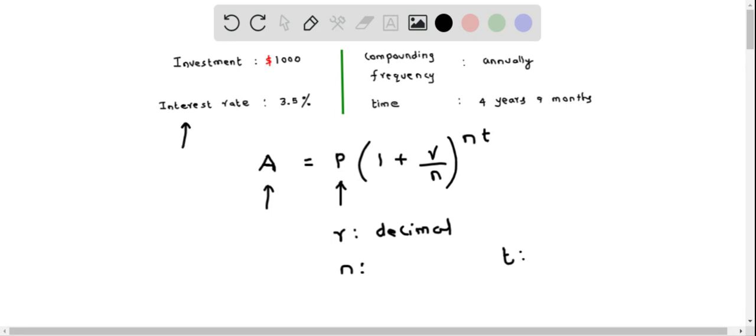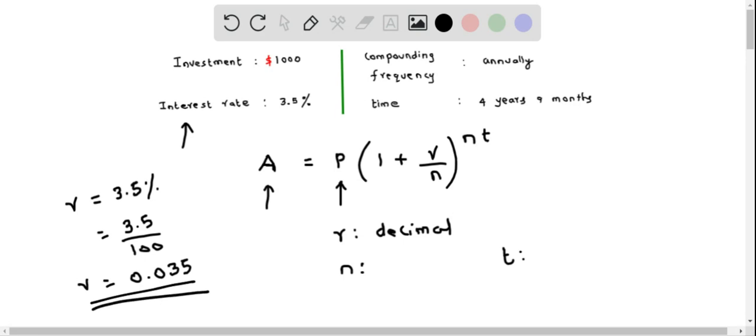So here the interest rate is given as 3.5%. So let's convert this to decimals. We do this by dividing this 3.5 by 100, and so this equals 0.035. This is the rate of interest in decimals. And let's also determine the n. N basically represents the compounding frequency, since it is compounded annually. That is, for every year it is compounded only one time. So we determine n equals 1.